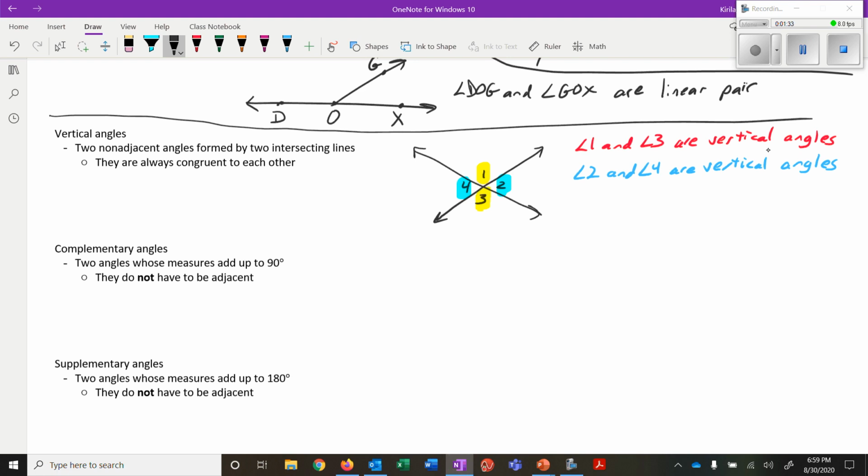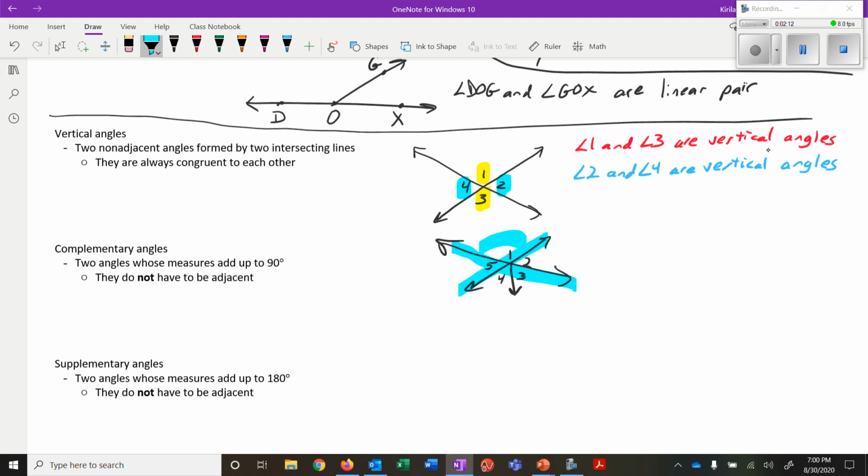Where there tends to be problems is if we have a picture with more than two intersecting lines, like this. I have two intersecting lines and a ray. Here, when I want to figure out vertical, I have to focus on just two lines at a time. If I'm looking at angle 1 and I want to know whether any angles are vertical to angle 1, I have to look at what lines make angle 1. Here's one line and here's the other to give me angle 1.